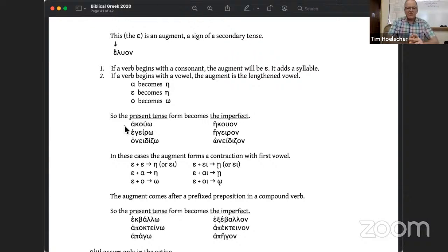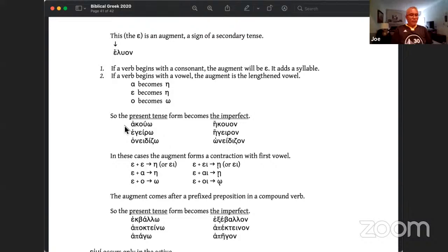Okay. Now, the other thing that happens is, and they went over this in the book, just to be clear on this, when you add an augment to a word that has a consonant, the book calls that, I'm drawing a blank on it. It has to do with a syllable. Syllabic augments. Syllabic. I couldn't remember how they changed that into an adjective, is what I was trying to remember.